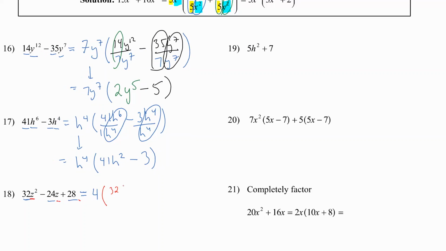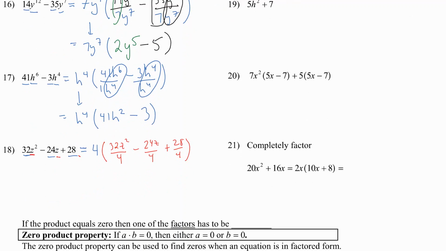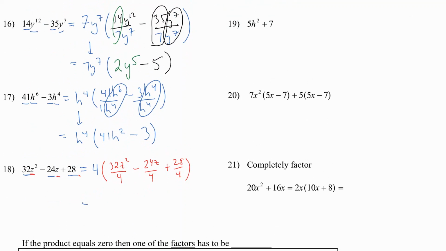So again, 32z squared, and we'll divide by the greatest common factor, minus 24z divided by 4, plus 28 divided by 4. And then we'll just simplify all those. So we get 4, and then 32 divided by 4 is 8z squared. And 24 divided by 4 is 6z. And then that last one plus 7.